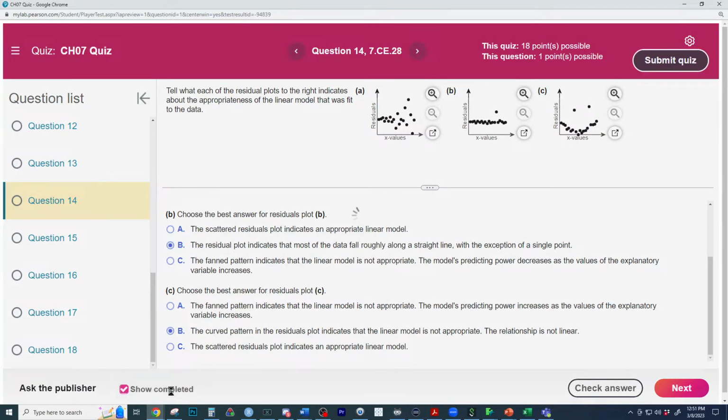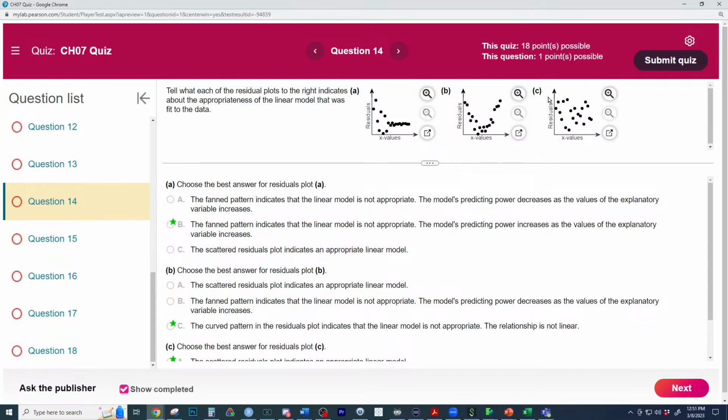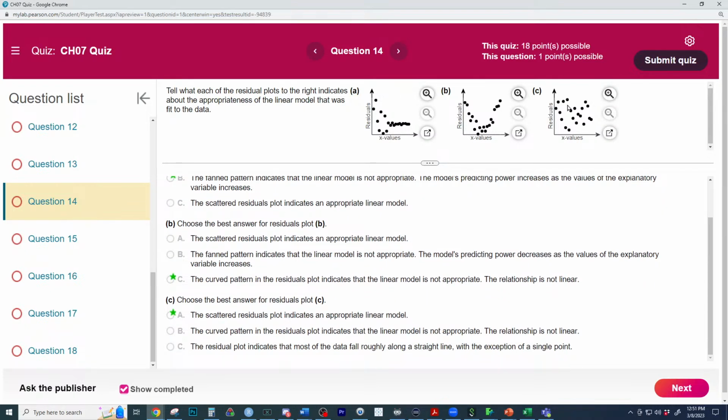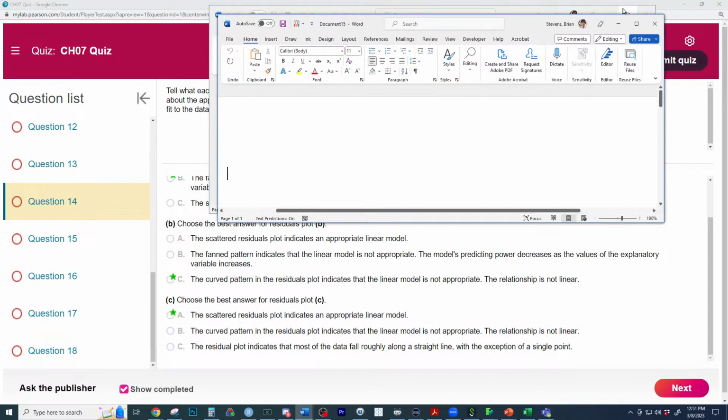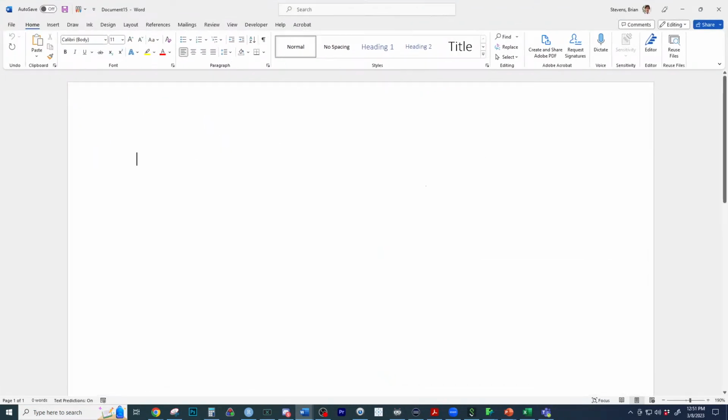If you have a good model, then the residuals will look like this. This is a good model right here. So that's where we're going to say the model is appropriate. Because how should residuals look? Think of an R word. If the model is good, then your residuals should basically look what?